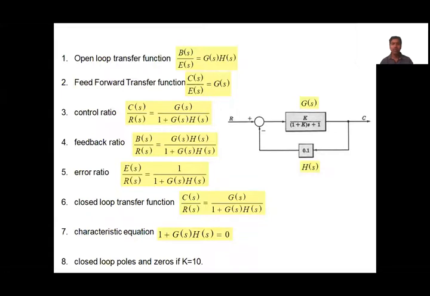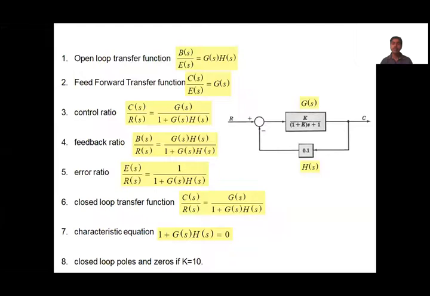Then the closed loop transfer function C/R, already we know, is G / (1 + GH), and the characteristic equation is 1 + GH = 0. And for closed loop poles and zeros, if K is equal to 10, substitute K = 10, and then we can find the overall transfer function C/R, which is some numerator in s domain over a denominator in s domain. Make the numerator polynomial equal to 0, then find the s roots. Those s roots are called zeros.